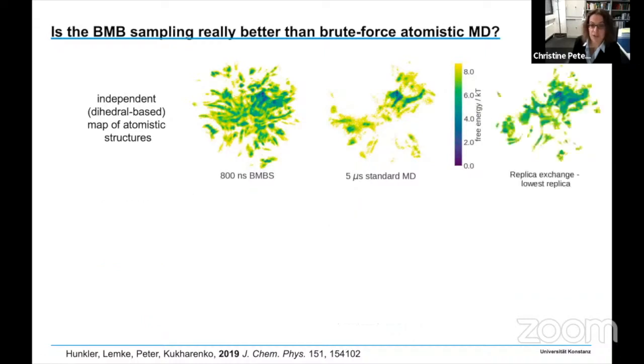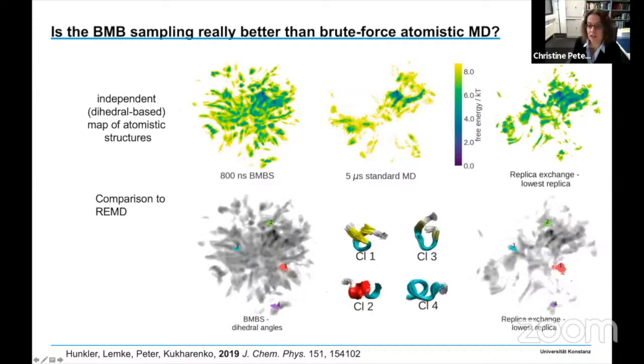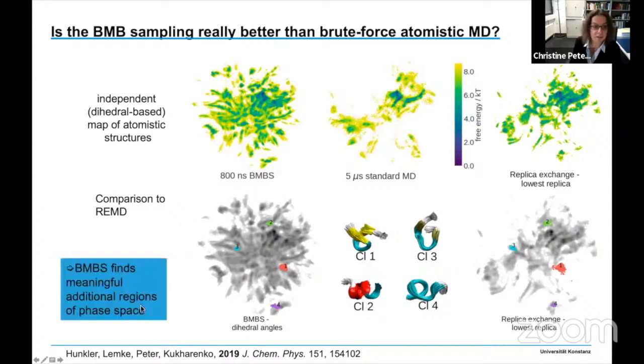Are these meaningful regions? Well, what we did is that we ran some replica exchange simulations as an add-on to these free 5 microseconds atomistic simulations. And you see here, again, we venture into new regions, and these new regions are regions that have been found also by our backmapping-based sampling. So that means the backmapping-based sampling not only finds additional regions of phase space, but if we take the replica exchange data at face value, those are meaningful additional regions of phase space.